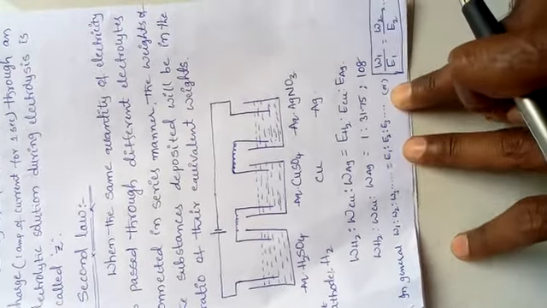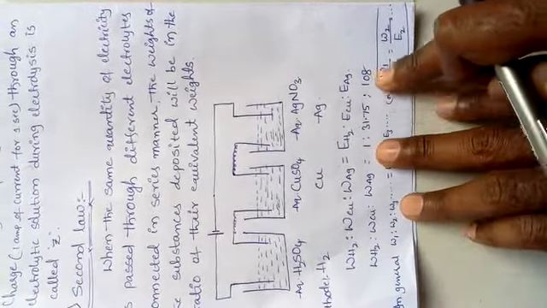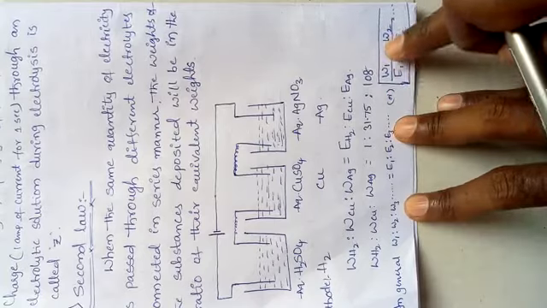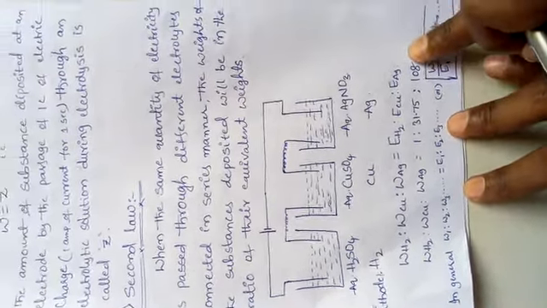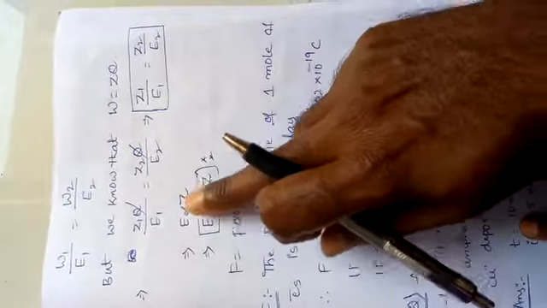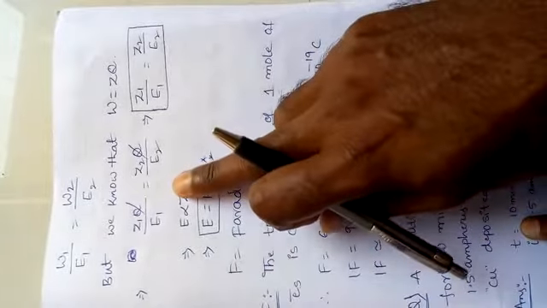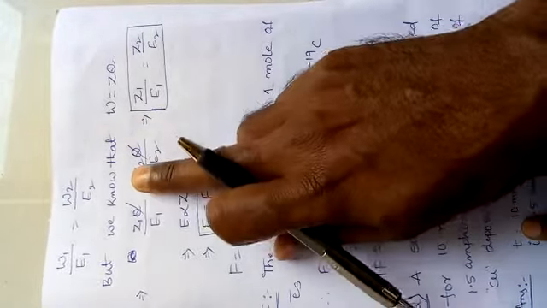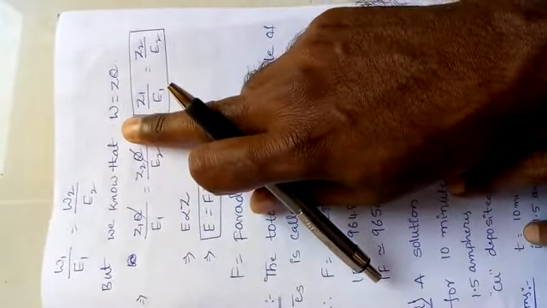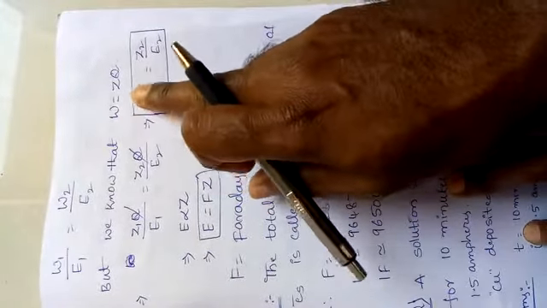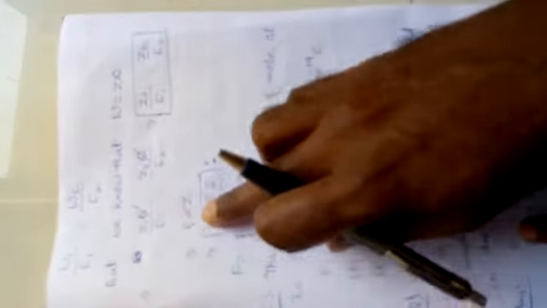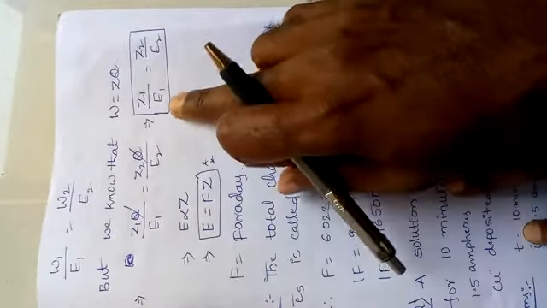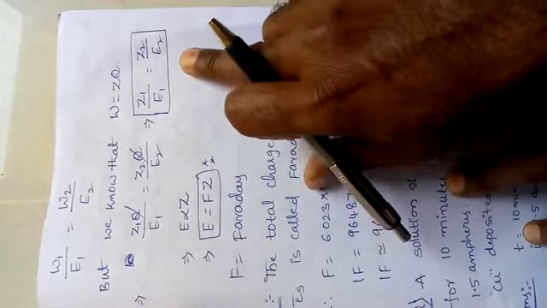Or W1 by W2 is equal to, sorry, W1 by E1 is equal to W2 by E2, and so on. This is the second law definition. Suppose you progress the mathematical equation like this, W1 by E1 is equal to W2 by E2. But we know that according to the first law, W is equal to ZQ. If you substitute these values here, the amount of charge is the same, so Q gets cancelled, and we will get Z1 by E1 is equal to Z2 by E2.